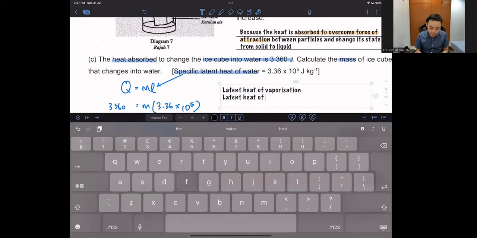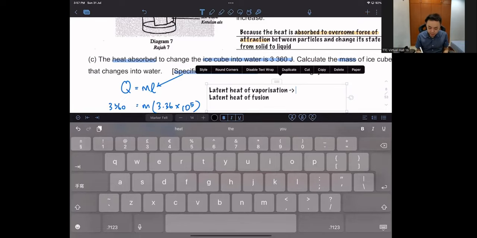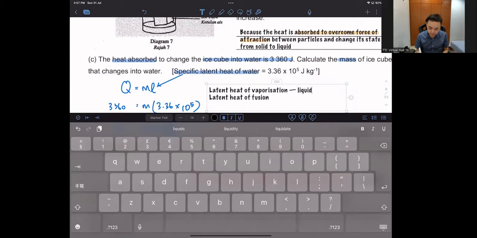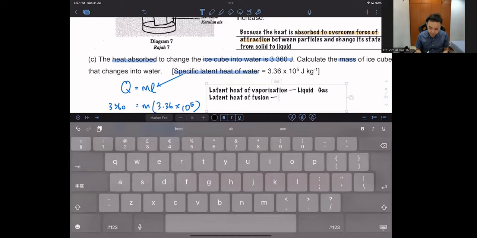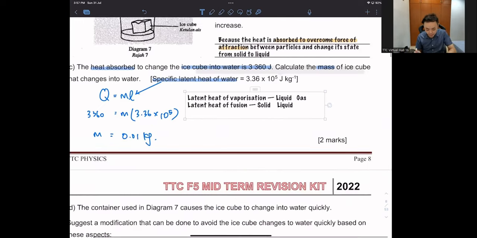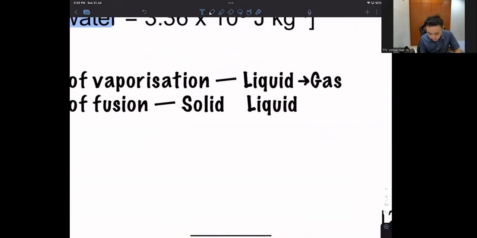You also have latent heat of fusion, correct as well. Now, when do you have the vaporization? Vaporization is for converting from liquid to gas or coming back, either way. That's why I draw it this way. Move here. And then this one is for solid to liquid. Like that. Okay. Now, I will draw an arrow like that, two-way. Perhaps larger.